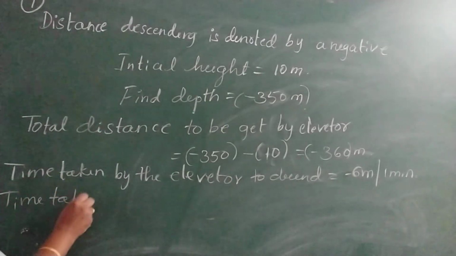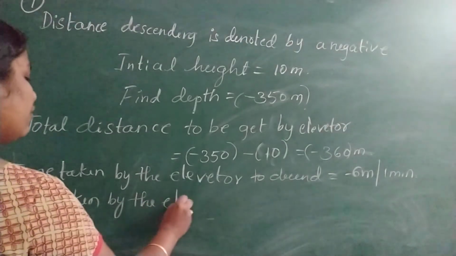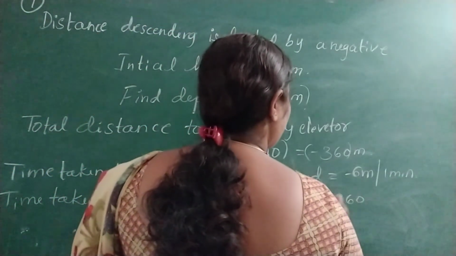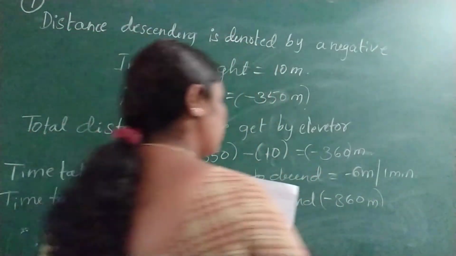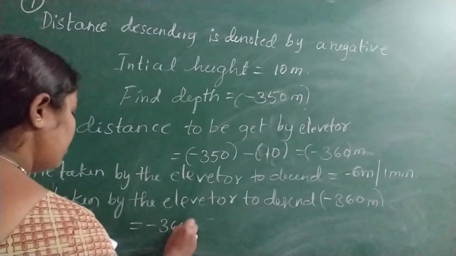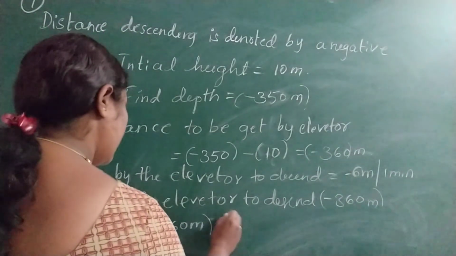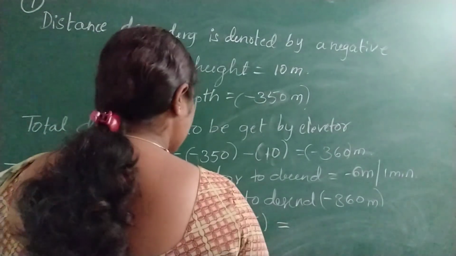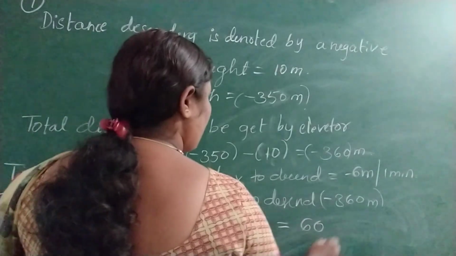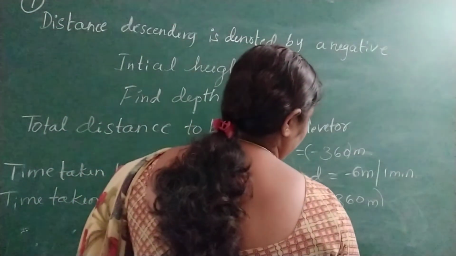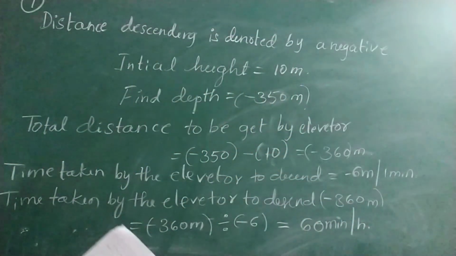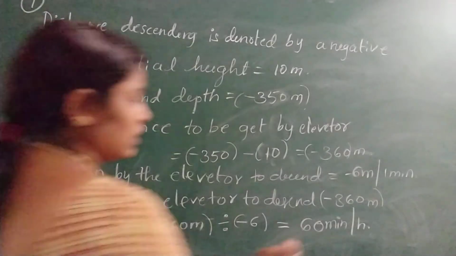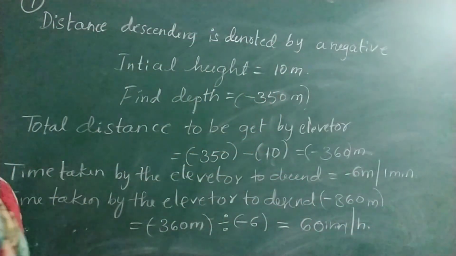Time taken by the elevator to descend is equal to minus 360 meter divided by minus 6 meter per minute. 6 sixes are 36, and the 0 gives 60 minutes, which is 1 hour. This is the answer.